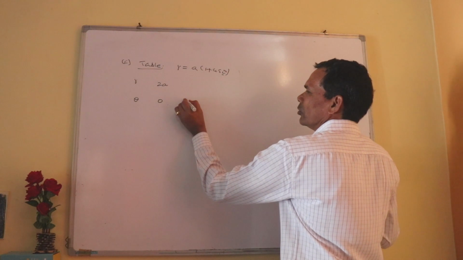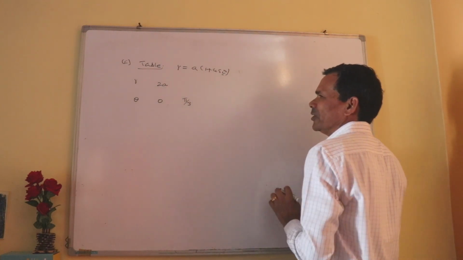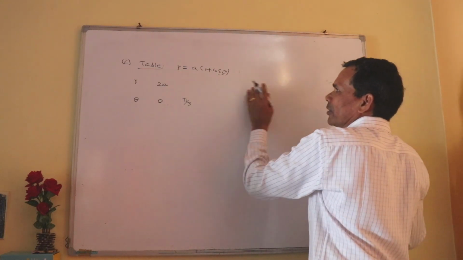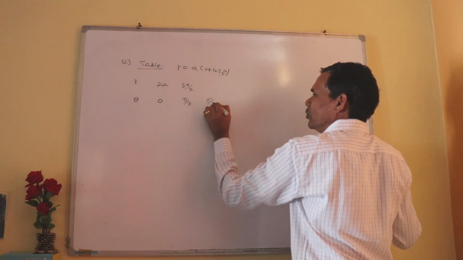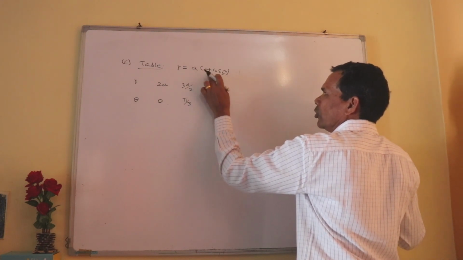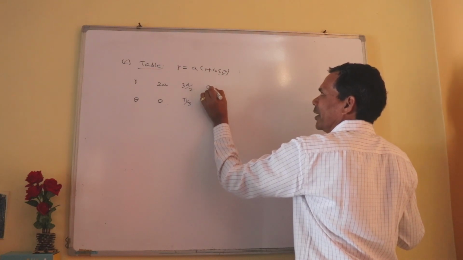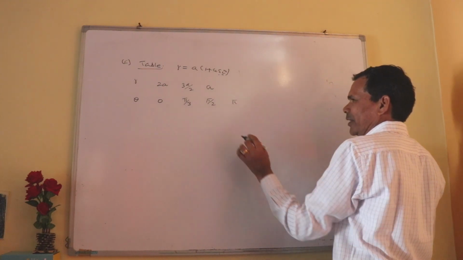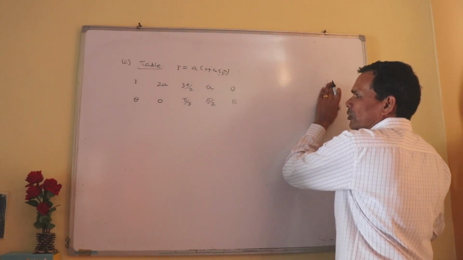For theta equal to, you can take say pi by 2 or pi by 3, which means 60 degrees. If you take that, then cos 60 is half, so you get the value 3a by 2. Cos pi by 2 is 0, so 0 plus 1 is 1, and you get the value a. For theta equal to pi, r becomes 0 here.